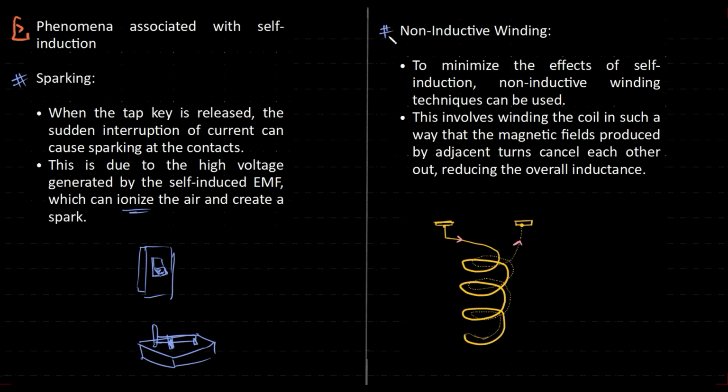This is a smart usage. I like it. I liked it when I read it for the first time. To minimize the effect of self-inductance, a non-inductive winding technique can be used. So you don't have to spend extra money, you just have to be smart.